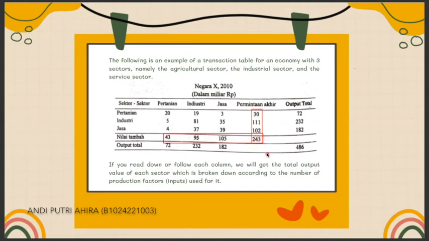This should be the case because the value of GDP can be obtained in two ways: GDP equals the sum of added value of every sector, and GDP equals the sum of the final demand or final result of every sector, which equals C plus I plus G plus X minus M.